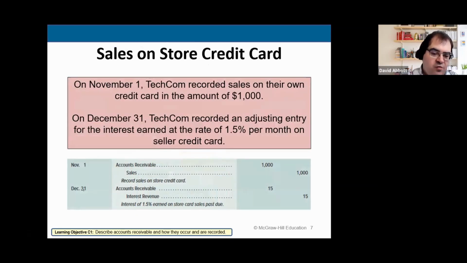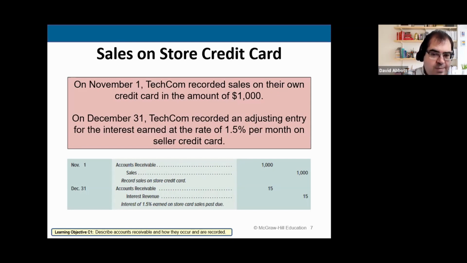So, sales on store credit card. We know that many large retailers such as Home Depot or Lowe's or Walmart or Target, any of those places, they sell on credit, and they maintain their own credit cards to grant credit to approved customers and to earn interest for any account balance that's past due.